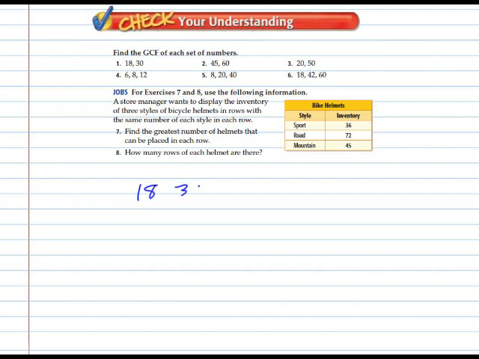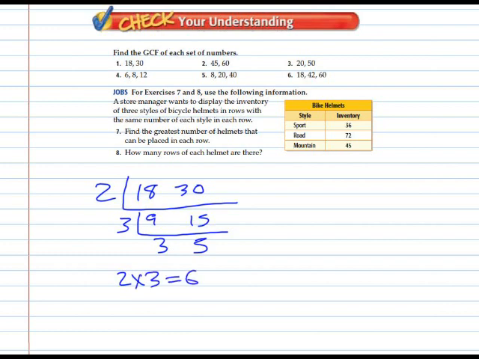Find the greatest common factor of each set of numbers. Again, I'm going to use the factor ladder method. Here I'm going to divide both these numbers by 2. I get 9 and 15. I see that 9 and 15 have 3 as a common factor. I get 3 and 5. 3 and 5 are prime. Can't be factored. 2 times 3 is 6. That would be my greatest common factor.